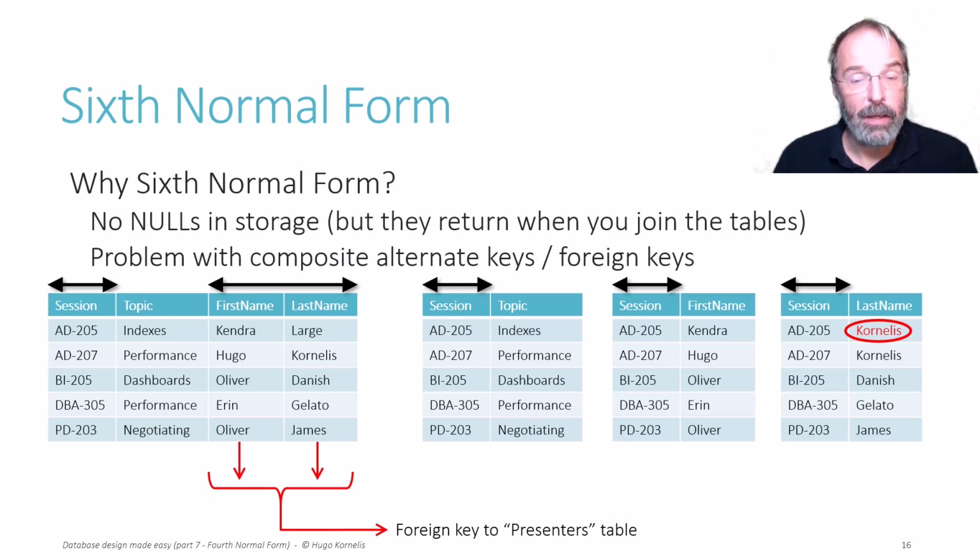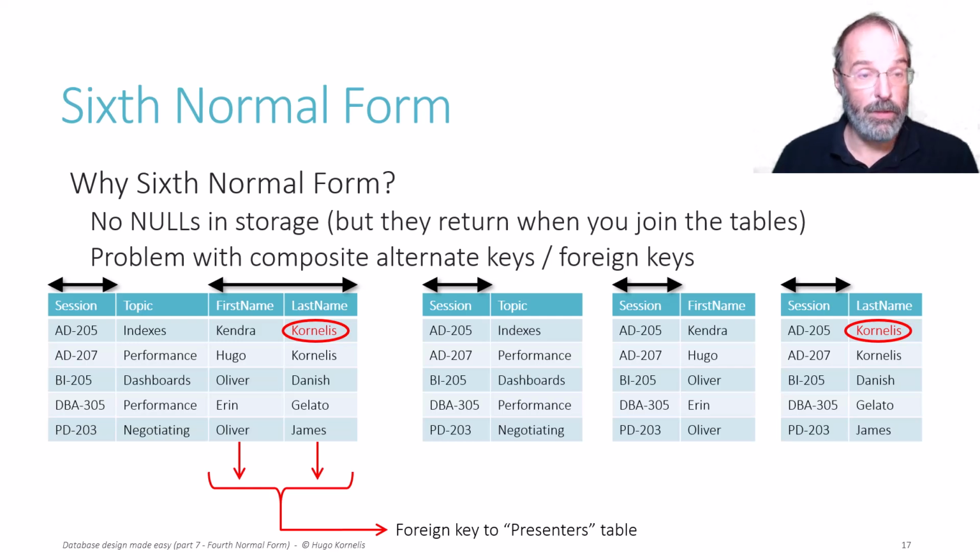This violates nothing in the sixth normal form. But if I make that same change on the left-hand side, you now see that AD205 is presented by Kendra Cornelis. But Kendra Cornelis doesn't exist in our presenters table. I mean, it's not visible on the slide, but you can imagine that there is no presenter with the name Kendra Cornelis. So this is data I don't want in my database.